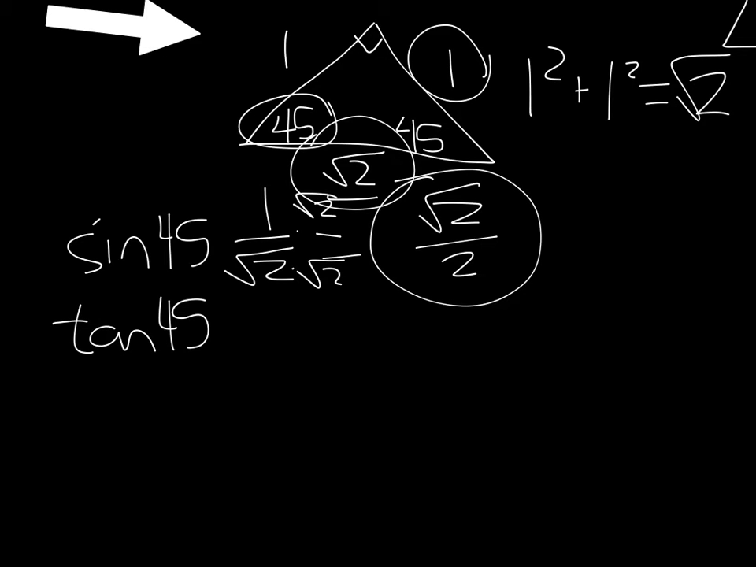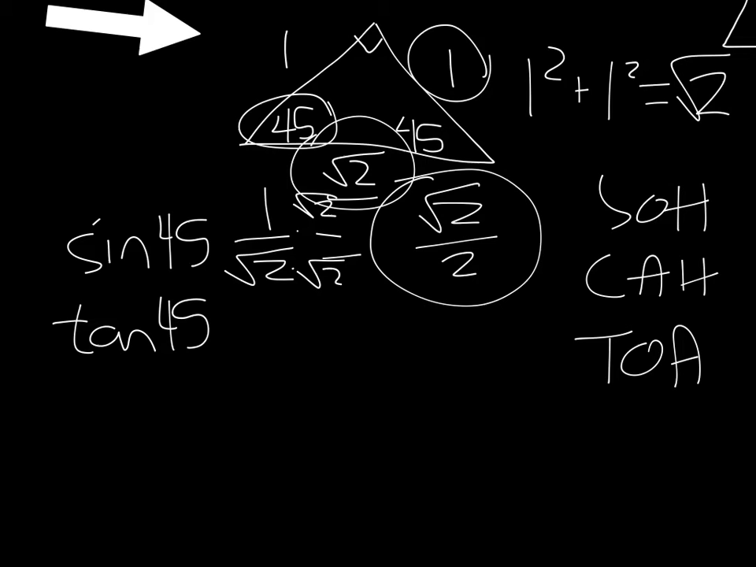For tangent, same thing. So remember your SOHCAHTOA if you forgot, and that's the way to remember the order of those. Sine is opposite over hypotenuse, cosine is adjacent over hypotenuse, tangent is opposite over adjacent. So we take that same 45, we go opposite, which is 1, over adjacent, which is 1. So tangent of 45 is 1 over 1, or just 1.